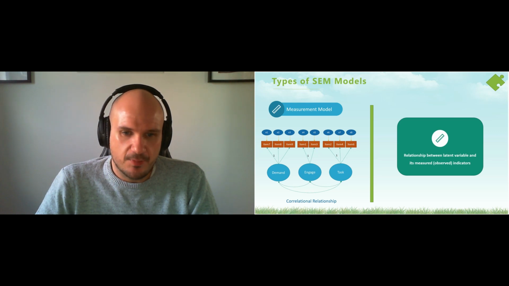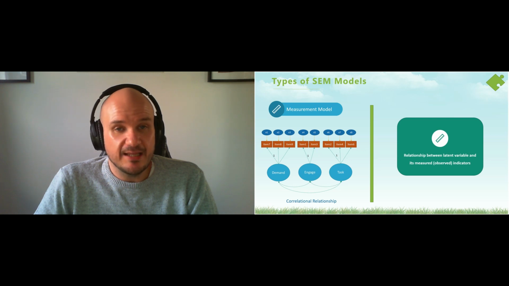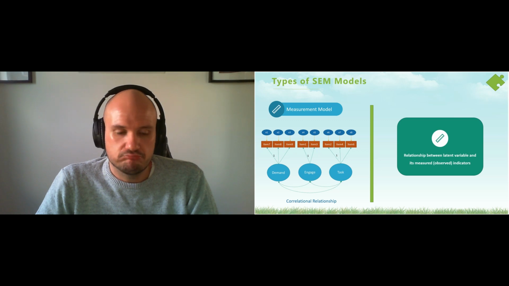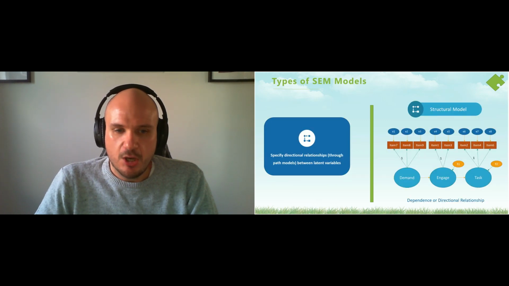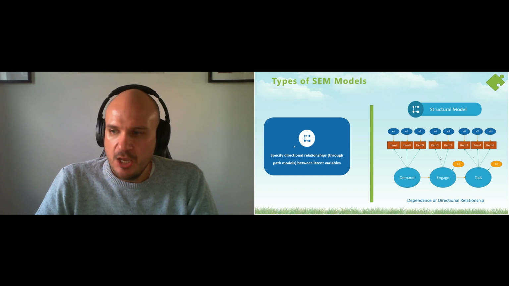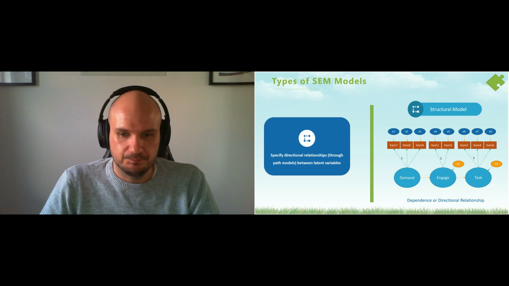So just to summarize, in measurement models, we're interested in the relationships between latent variables and their measured observed indicators. So we're interested in the relationship between these factors and between the factors and the items. With regressions, we want to specify directionality in the relationships. Through what we call this path model, A leads to B leads to C. So you want to specify directionality between the different factors.